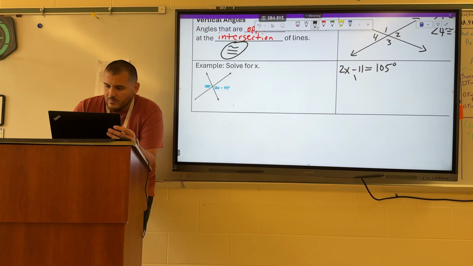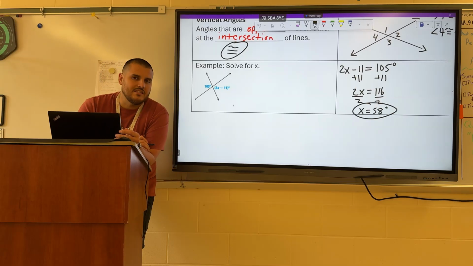I can get that 2x alone by adding 11 to both sides. That'll give me 2x equals 116. I can divide both sides by 2 then to figure out that x would be 58 degrees in this example.